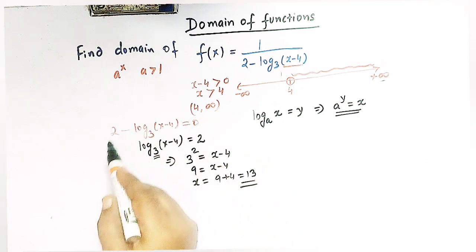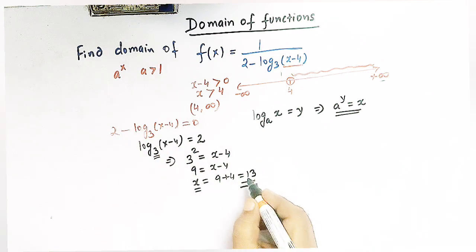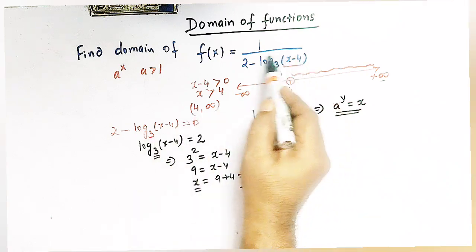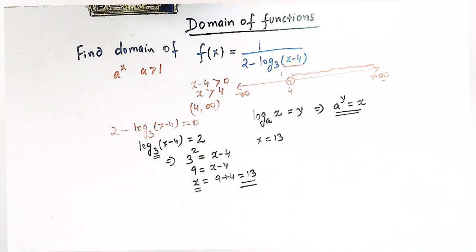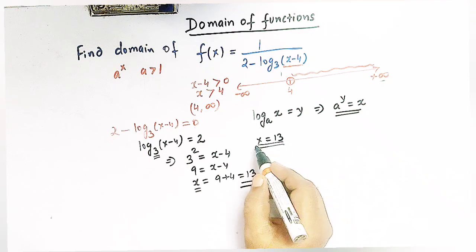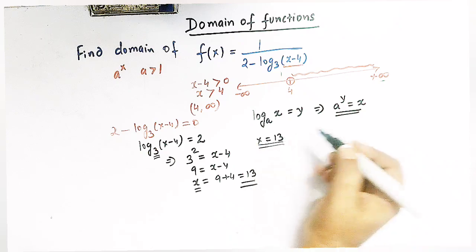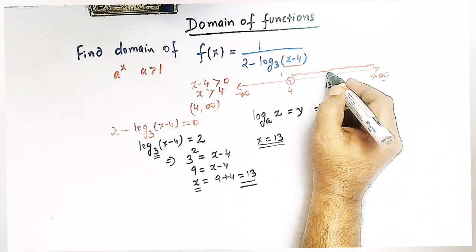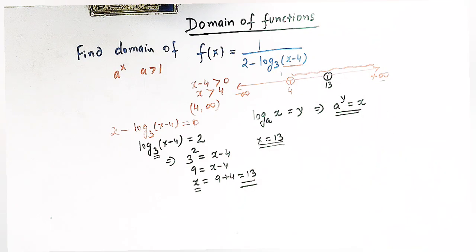From this algebraic manipulation, we see that when x is equal to 13, the expression 2 minus log of x minus 4 to the base 3 is equal to 0. So we have to discard this value of x, which is 13. Let us represent x equal to 13 here on the number line.